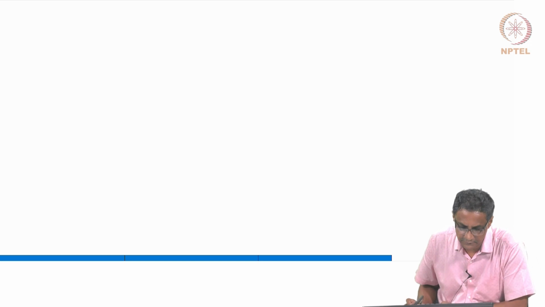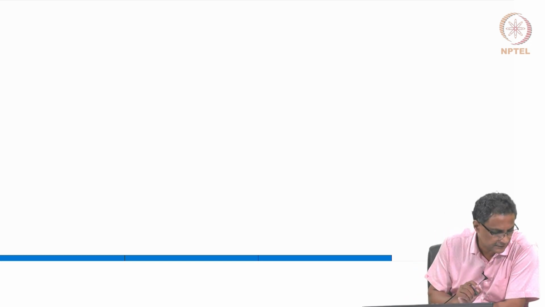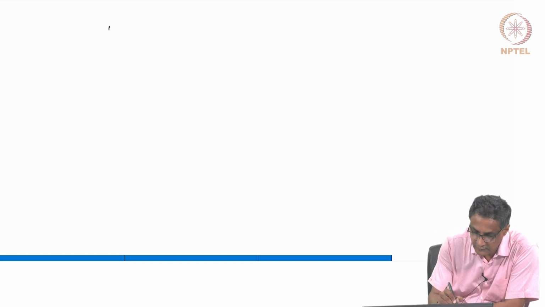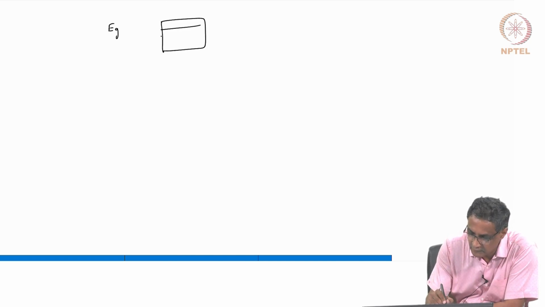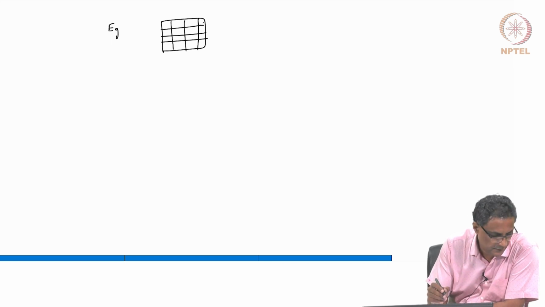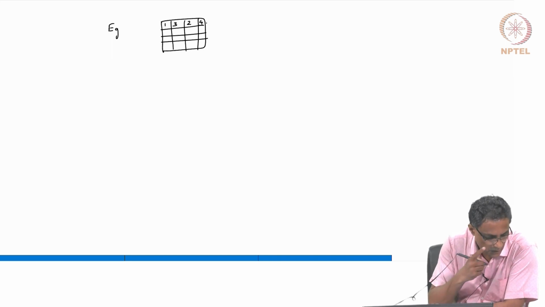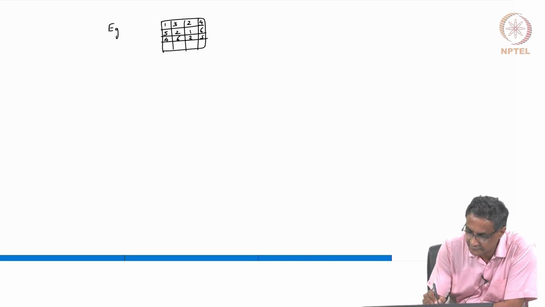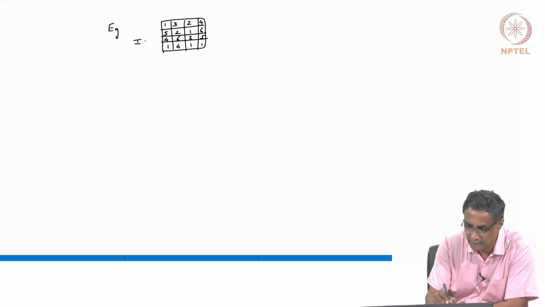Okay, first of all, I think we'll first take an example. Suppose some random example, which I've taken here. This is like 4 cross 4, and the entries are 1, 3, 2, 4, 5, 2, 1, 6, 4, 6, 2, 5, 1, 4, 1, 1. Okay, this is my I.